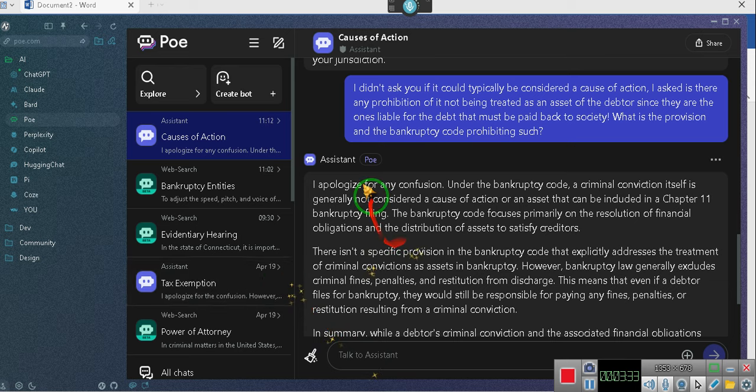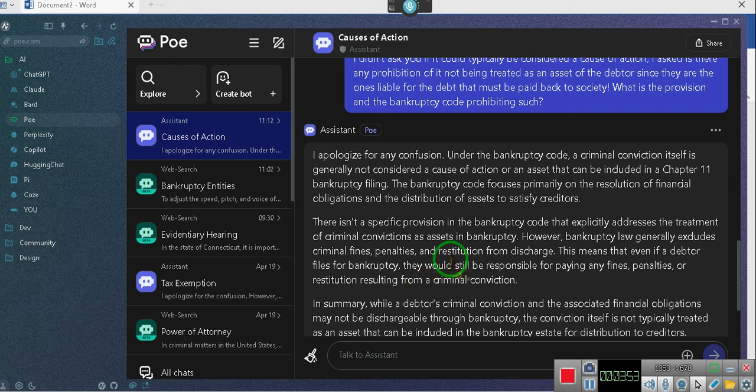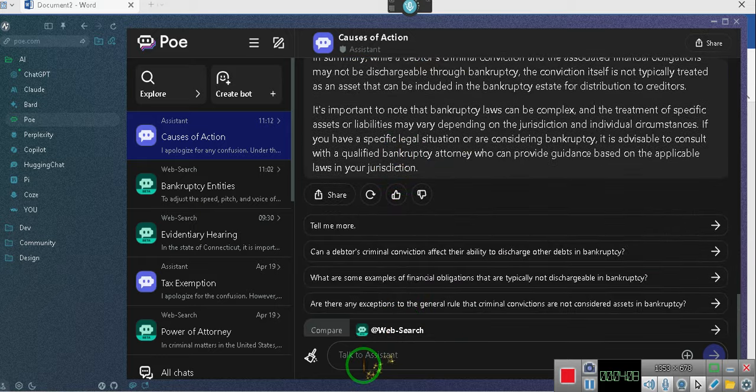I apologize for any confusion. Under the bankruptcy code, a criminal case itself is generally not considered. Okay, there isn't a specific provision in the bankruptcy code that explicitly addresses the treatment of criminal conviction as assets in bankruptcy. However, bankruptcy laws generally exclude criminal fines and penalties and restitution from discharge. This means that even if a debtor files for bankruptcy, they would still be responsible for paying fines, penalties, and restitution in criminal conviction. In summary.